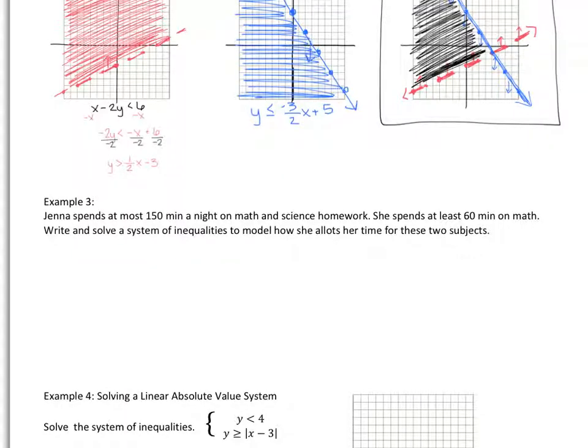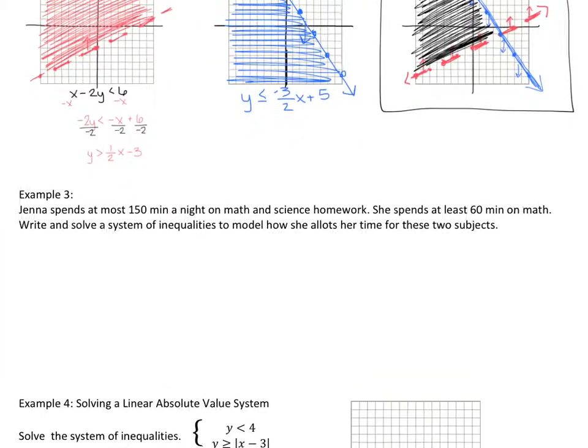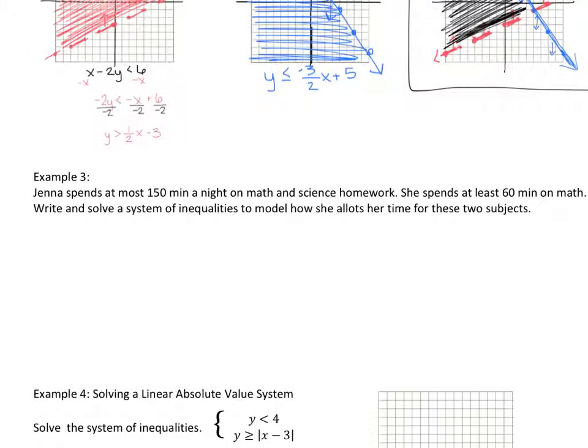Now we have a word problem here. Lucky for you, this is your only word problem today. All right, we're just going to do one together, and then you don't have to worry about it on your homework. But we're going to do this one together. Jenna spends at most 150 minutes a night on math and science homework. All right, at most 150 minutes, and we're talking about math and science. That seems like important things to know.